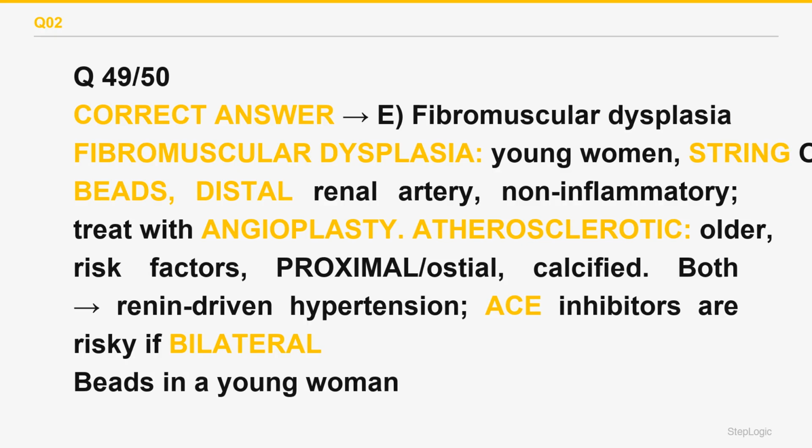The physiology explains the hypertension and links back to an earlier trap. Stenosis reduces perfusion pressure at the juxtaglomerular apparatus. Renin rises, and angiotensin II drives systemic hypertension while maintaining glomerular filtration through efferent constriction. That dependence is why an ACE inhibitor can precipitate acute kidney injury in bilateral disease. Choices B and C are inflammatory vasculitides with systemic features and raised inflammatory markers, and neither produces the string-of-beads morphology. If you see a string of beads in the renal artery of a young woman, think fibromuscular dysplasia.